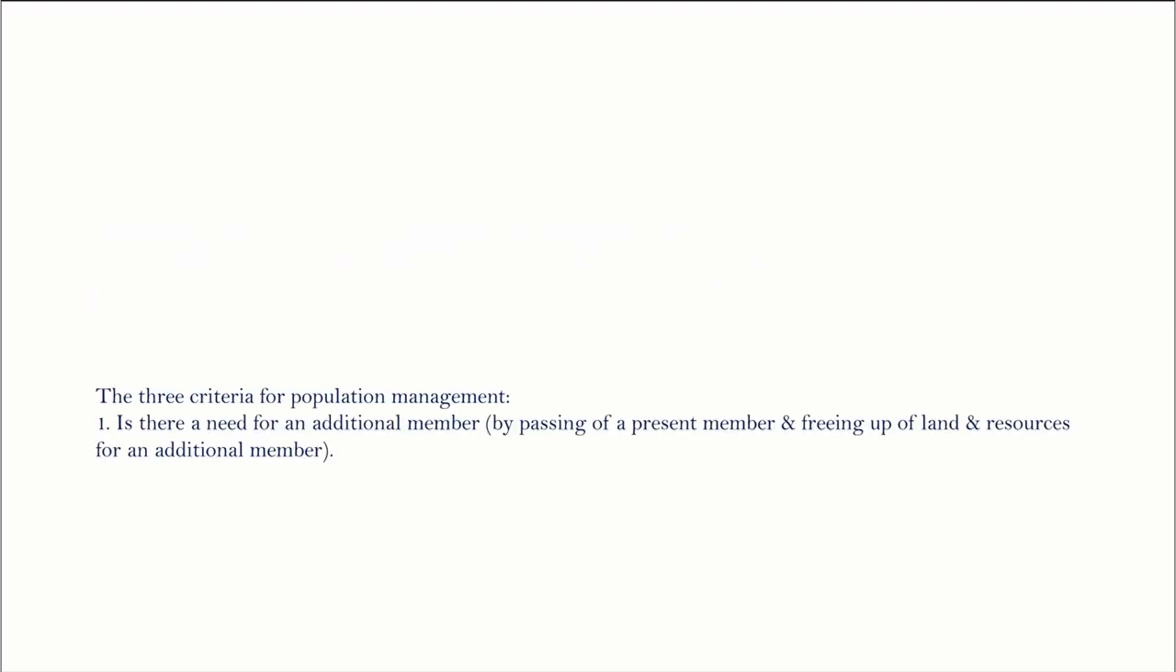The first of the three criteria is: is there a need for an additional member who is about to join our human community? Is there really a need, say by the untimely passing of a present member, resulting in freeing up of land and resources for a new member?